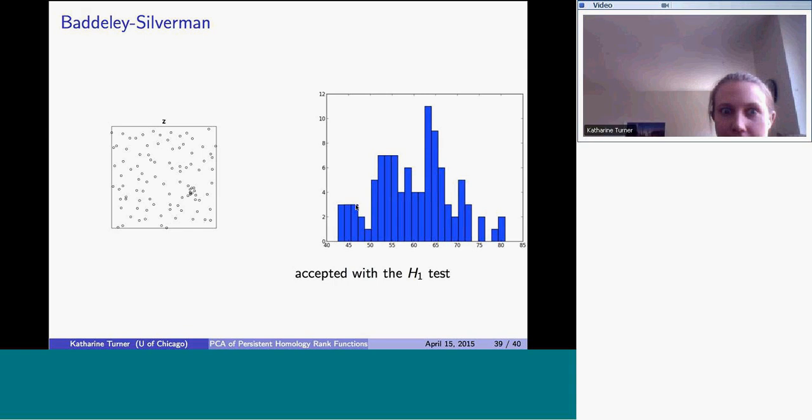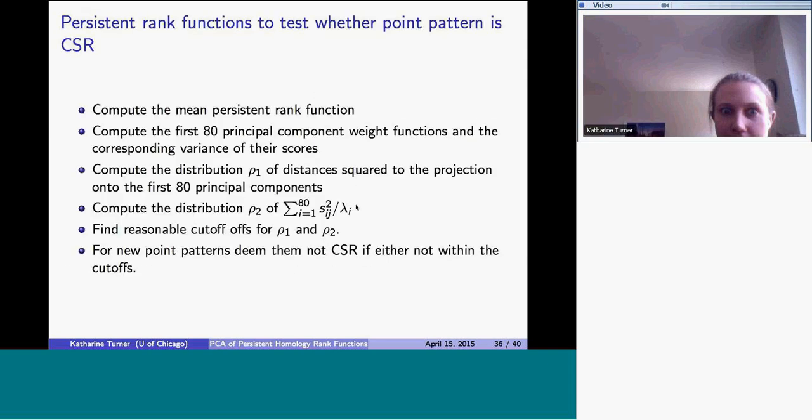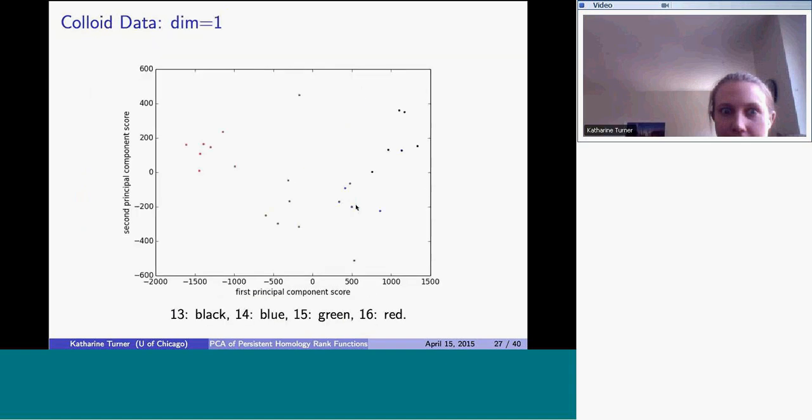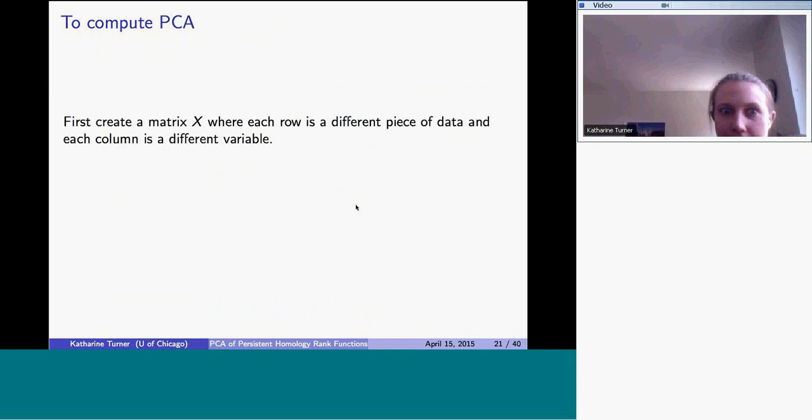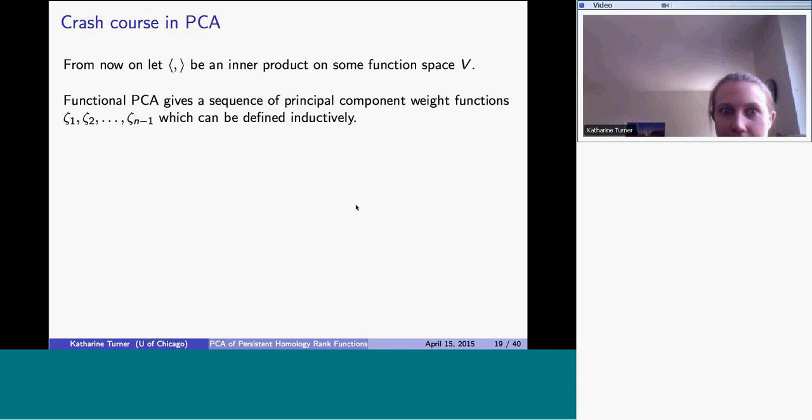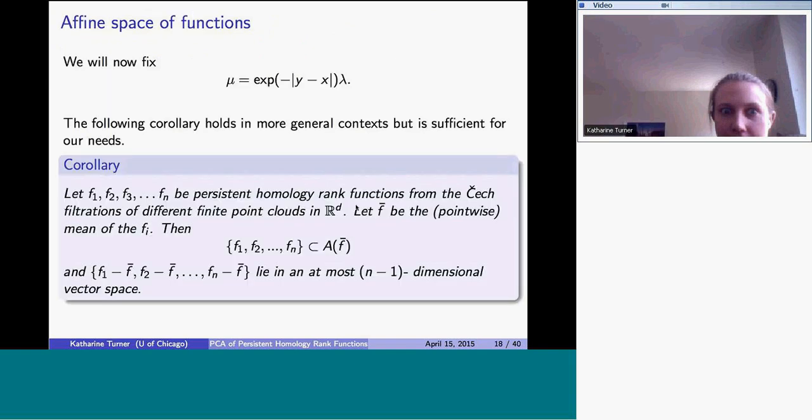Maybe I'll start. You use this nice rank function, and you defined an L distance between the rank functions using this one scale measure. One question is, is this stable? Does it give you a stable distance?